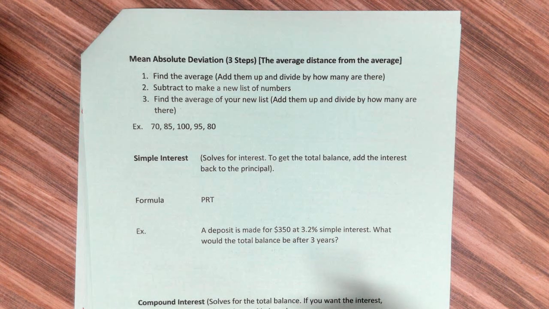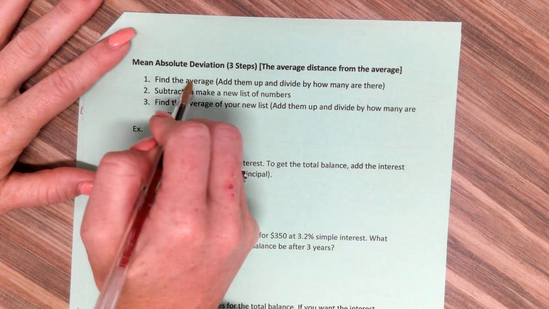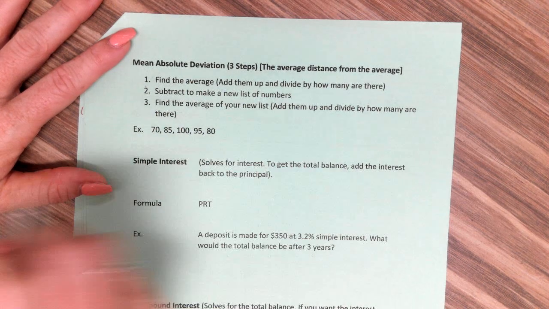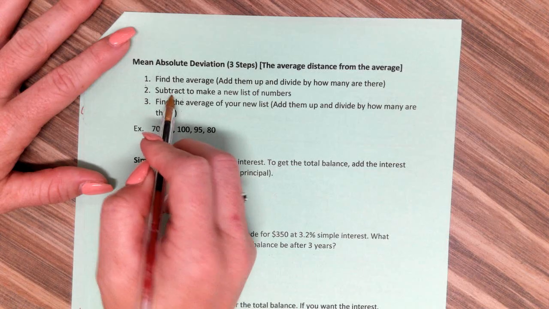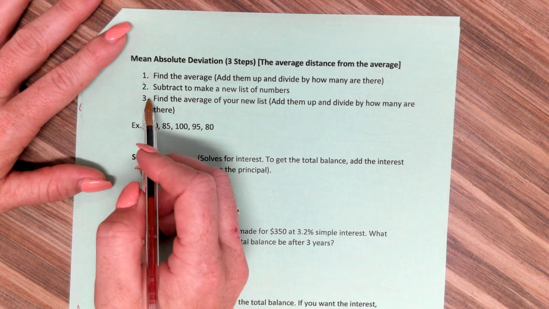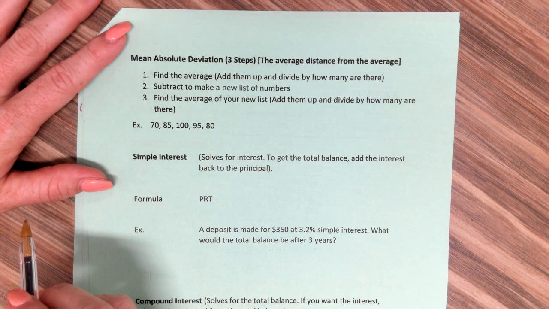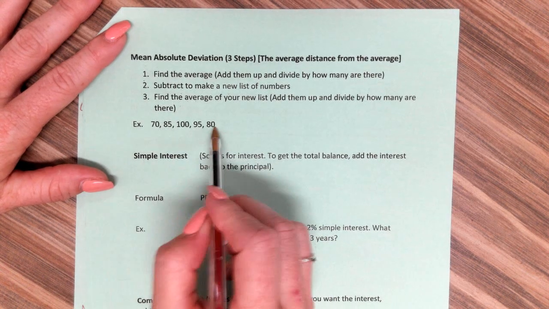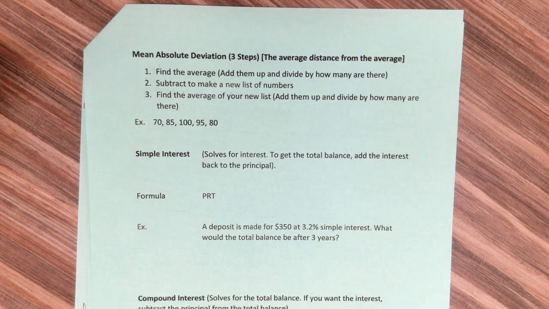How many steps are mean absolute deviation? 3 steps. First step, find the average. Add them, divide. Second step, subtract to make a new list of numbers. And third step, average the numbers. Okay? And if you want to practice that tonight, there's your little example.